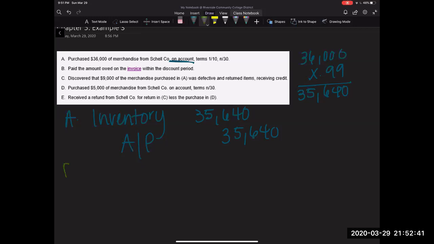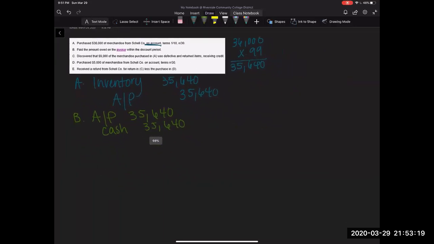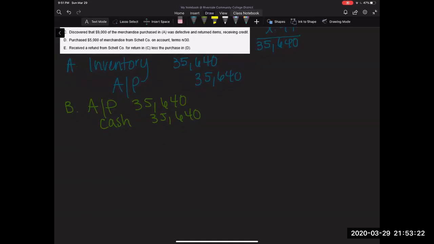All right, so here we are. Let's do B. That was it for that one. B says we paid the amount on the invoice within the discounted period. So woohoo to us, let's keep going. If we paid it within the discount period, we're going to debit accounts payable in the amount of $35,640. And then my credit is going to be cash, which is decreasing because I am paying it out, right? Hopefully this looks very familiar, you're in line with it, and it makes sense to you, okay? So now we're going to move on to C. All right, C.